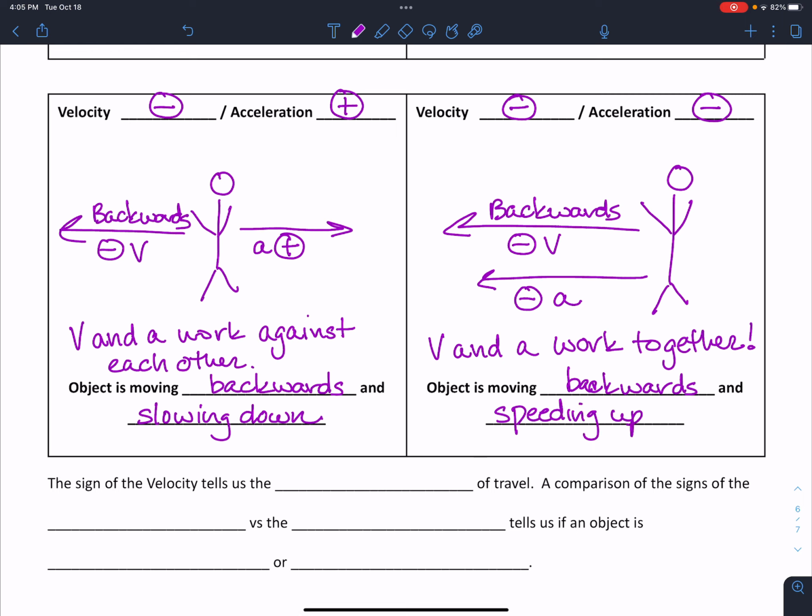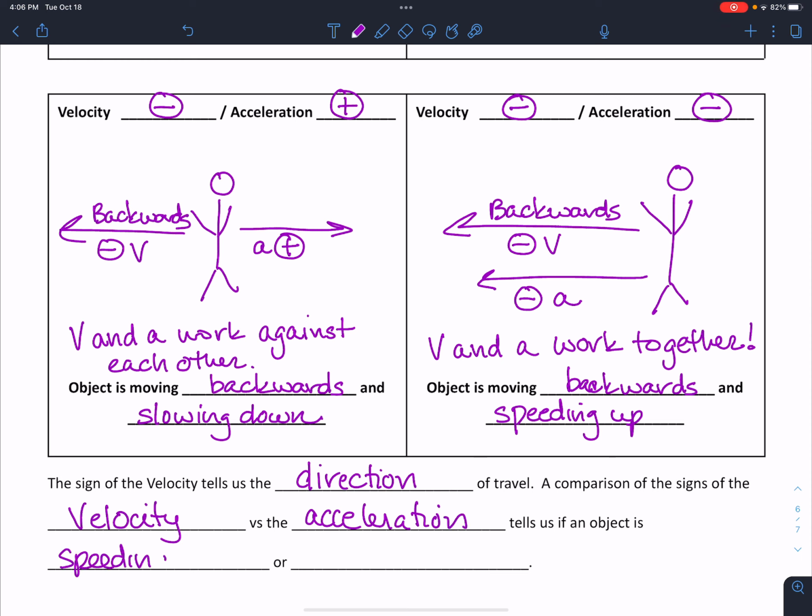So again, the sign of the velocity is going to tell us our direction of travel. A comparison of the signs of the velocity versus the acceleration tells us if the object is speeding up or slowing down.